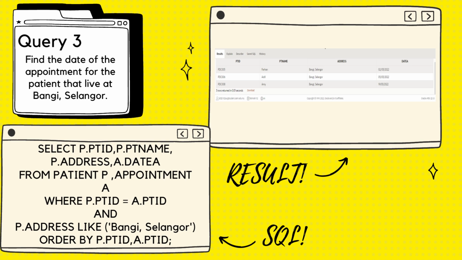For the table patient, we represent it with letter P, and for the table appointment, we represent it with letter A. The condition for the SQL is p.address, which refers to patient address, LIKE 'Bangi, Selangor', where we need the data of the patients that live at Bangi, Selangor only. For other locations, we don't need their data.